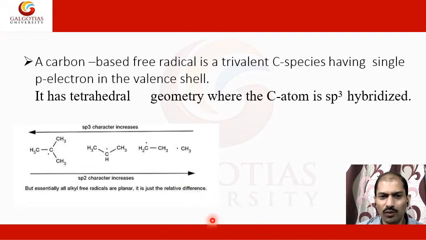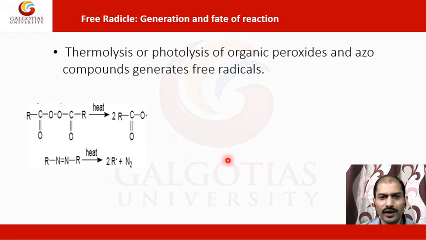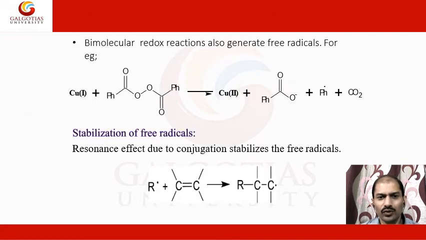Essentially all alkyl radicals are planar. It is just the relative differences. So we check the planarity, because sp2 will be the planar structure. Then the stability order will go from left to right, and otherwise if it is sp3, then it will increase from right to left, in such examples as we see here. Now for free radical generation, as I said, heat can also help to generate this, and by light or sunlight you can also make this.